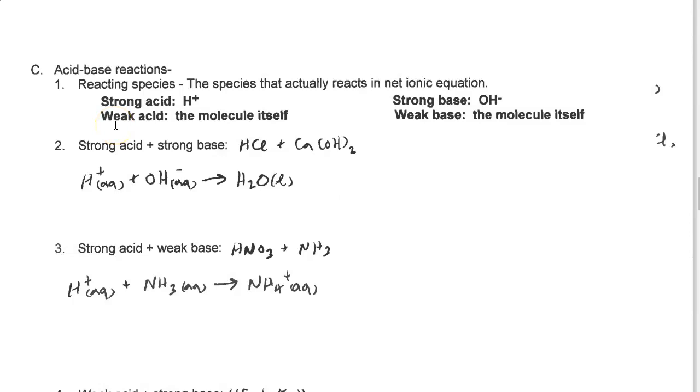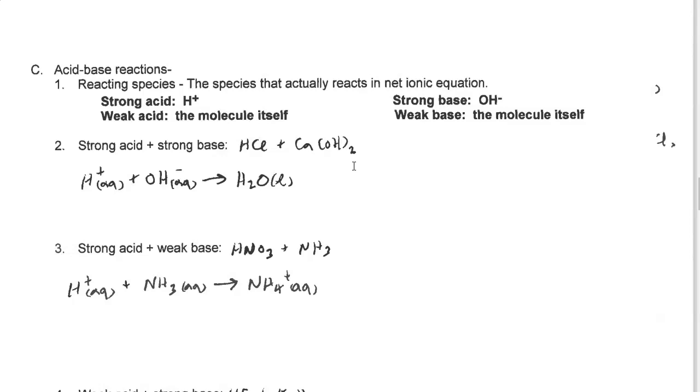If you see a strong acid, the reacting species is H+. So if you see any strong acid, write down H+. If you see a strong base, the reacting species is OH-. So if you see a strong base, write down OH-. It's that simple. If you see a weak acid or a weak base, the reacting species is the molecule itself. Do you remember how we talked about how weak acids and weak bases break up less than 50%? In fact, they usually break up less than 10%. Well, if that's mostly what's floating around in the solution, that's probably what's mostly going to react. And so the reacting species is the molecule itself.